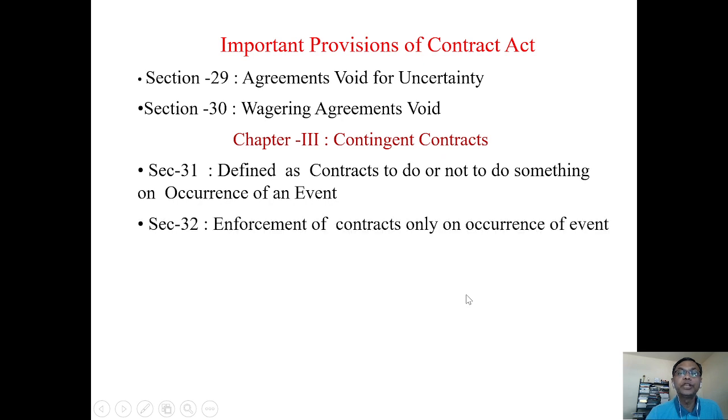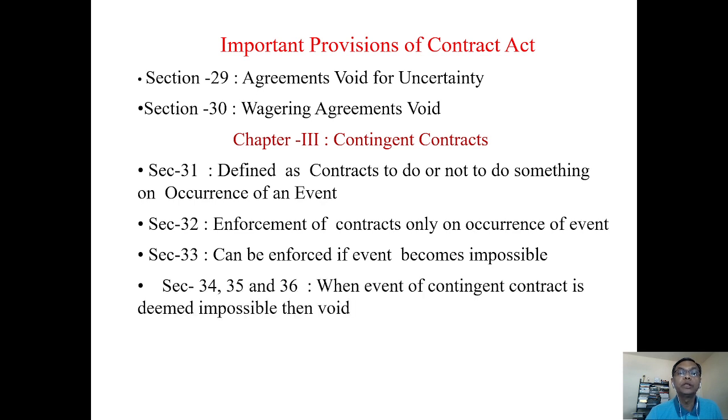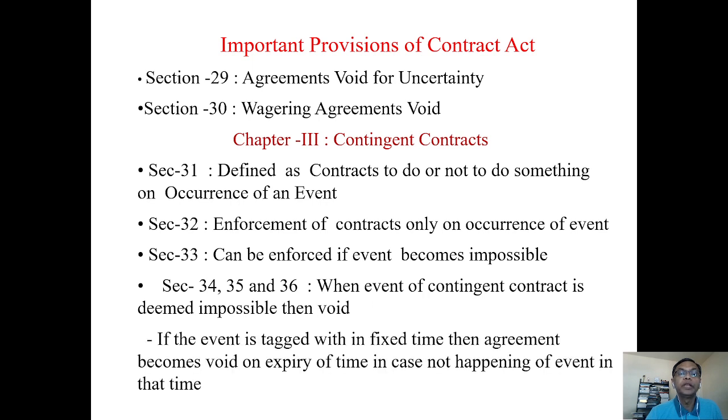Contingent contracts. Chapter 3 of the Act deals with contingent contracts. These are contracts to do or not to do something on occurrence of a specific event. So such contracts can be enforced only on occurrence of the event. Before that, not. When the event of a contingent contract becomes impossible, then it is void. If the event is tagged within a fixed time, then the agreement becomes void on expiry of time, in case the event is not happening in that time.